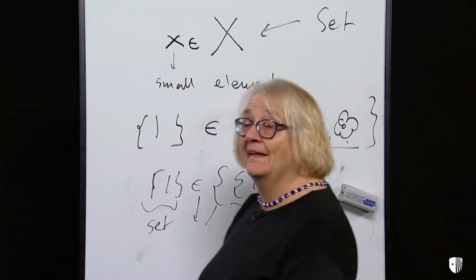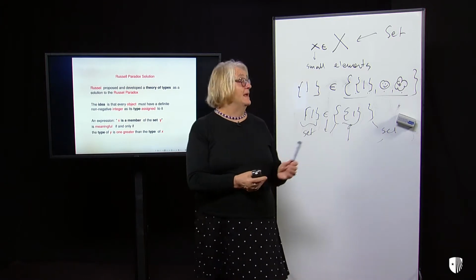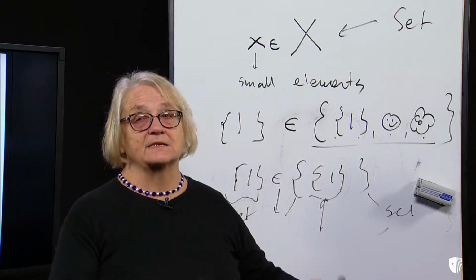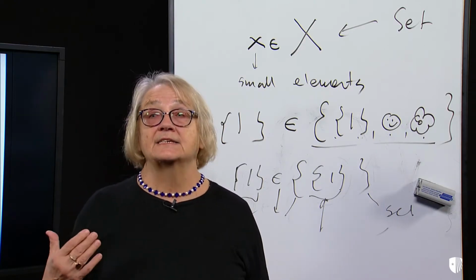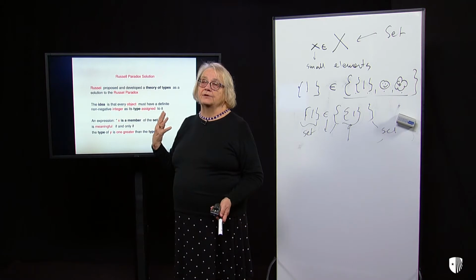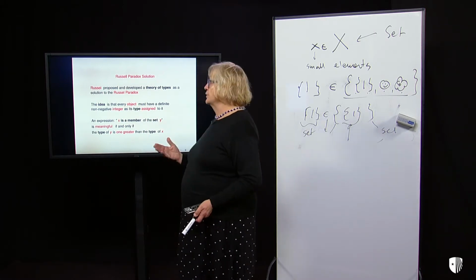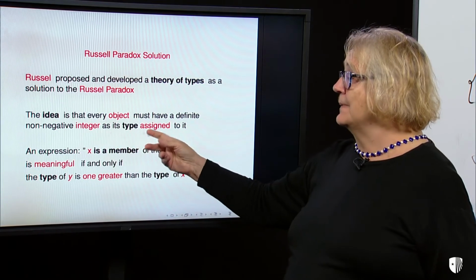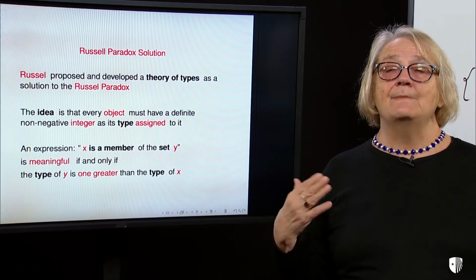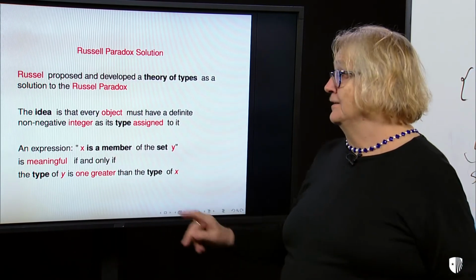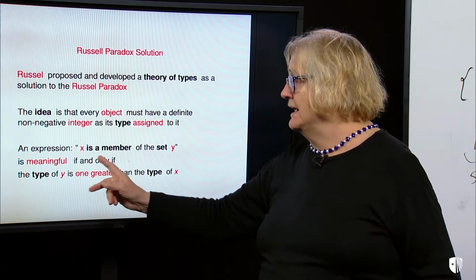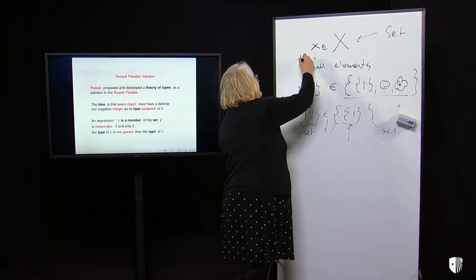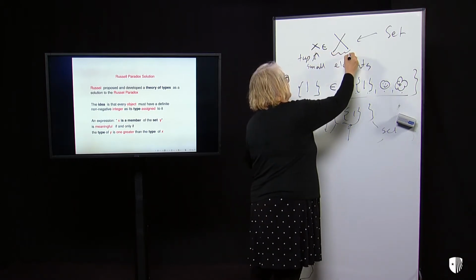And that all came from the way to treat and to distinguish elements and sets that can be elements of other sets, and came from Russell and what he called the theory of types. So the idea is that every object must have a definite non-negative integer assigned to it as its type. So when you say X is a member of a set Y, it is meaningful only if the type of Y is greater than the type of X. So you see type, and here is greater type.